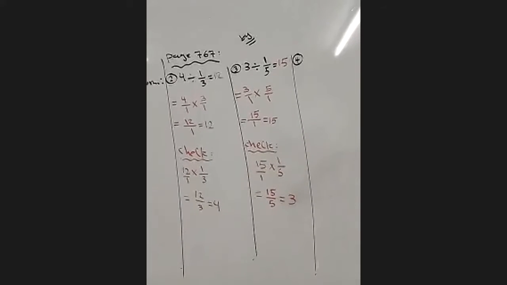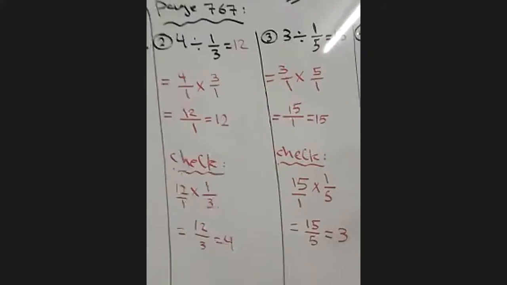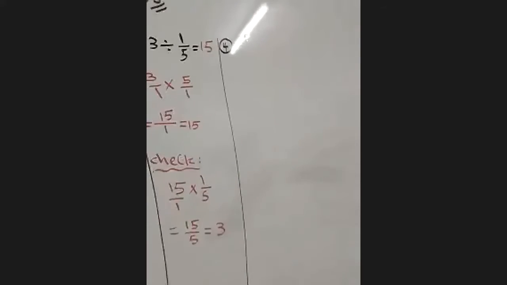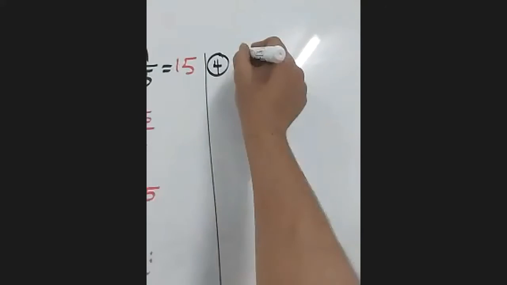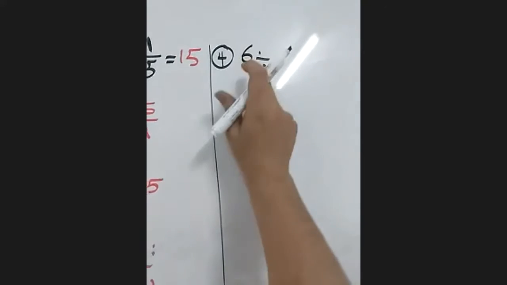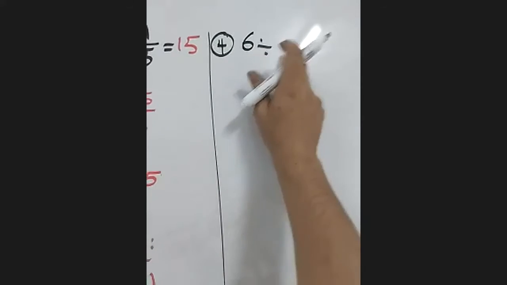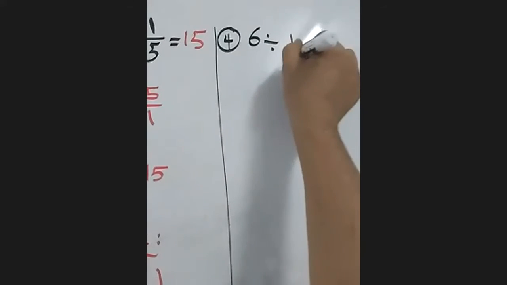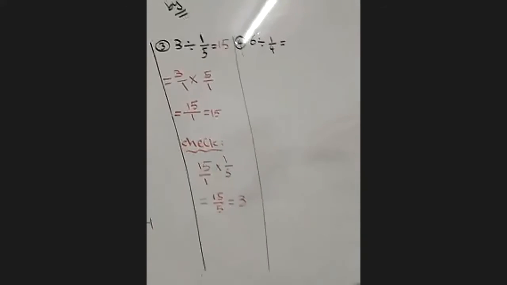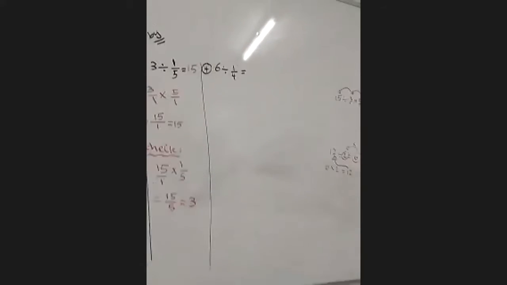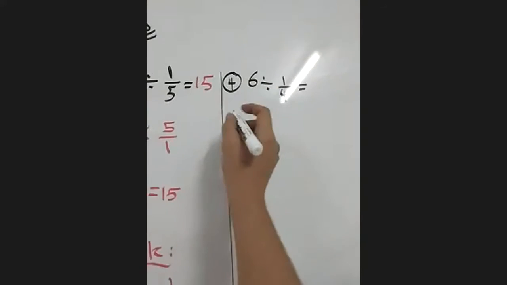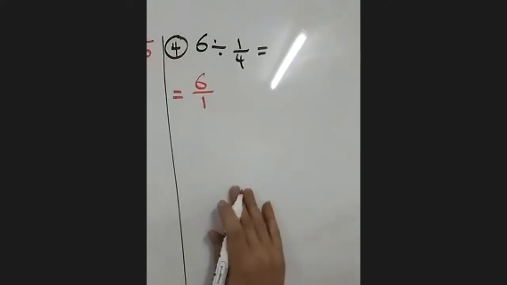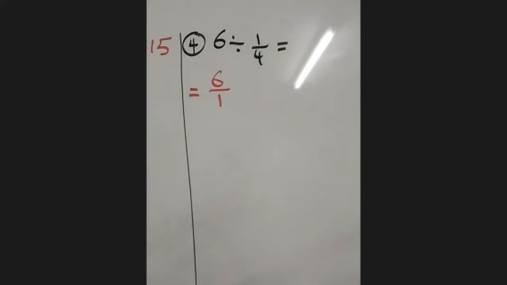Yes, Mister. Question 4, my son, read. Do you understand first? Yes. Question 4, read. 6 divided by 1/4. What's the first step? We will make the 6 a fraction, so it will be 6 over 1.